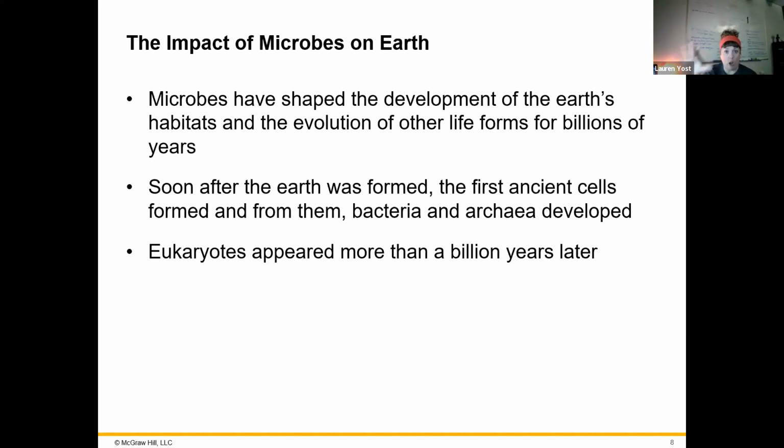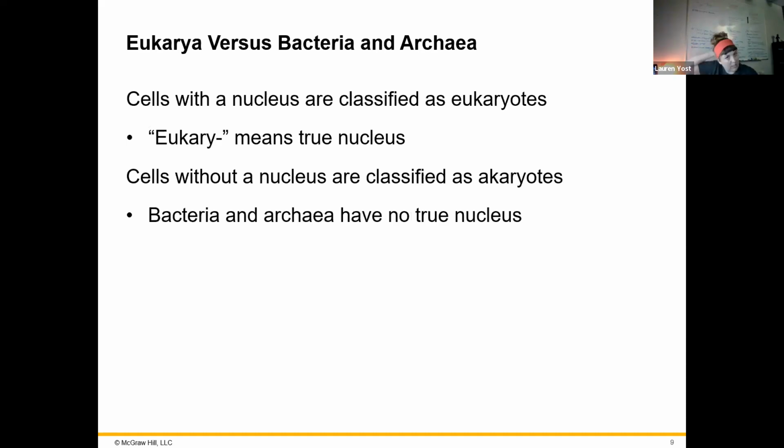So it would follow and make sense if I were to tell you that evolutionarily speaking, whether we look at the actual DNA evidence or just at the cells and how they function, the prokaryotes, lacking a nucleus, came first evolutionarily. And then eventually we had the evolution of eukaryotes, more than a billion years later, FYI. So these prokaryotes have been around a lot longer than we have.